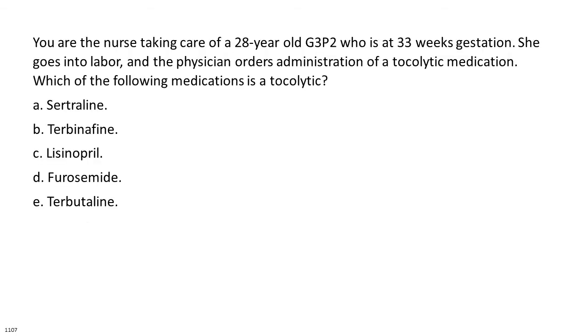You are the nurse taking care of a 28-year-old G3P2 who is at 33 weeks gestation. She goes into labor, and the physician orders administration of a tocolytic medication. Which of the following medications is a tocolytic? A. Sertraline. B. Terbinafine. C. Lisinopril. D. Furosemide. E. Terbutaline.